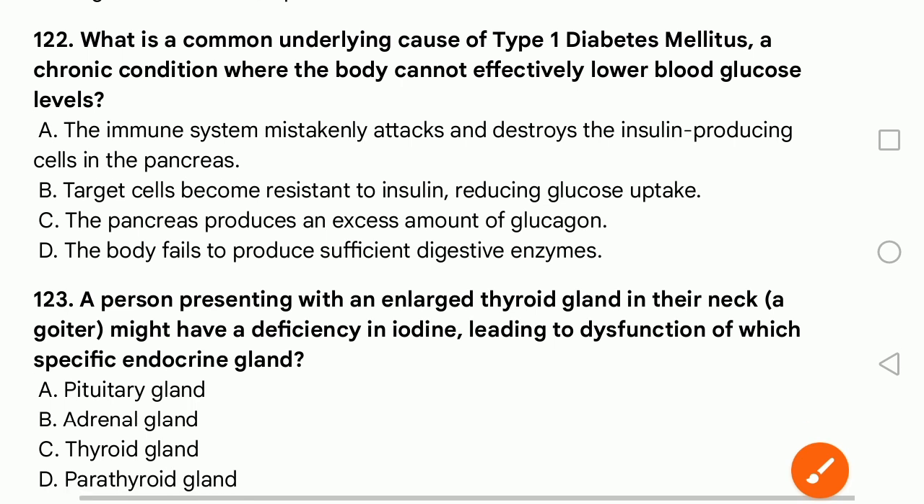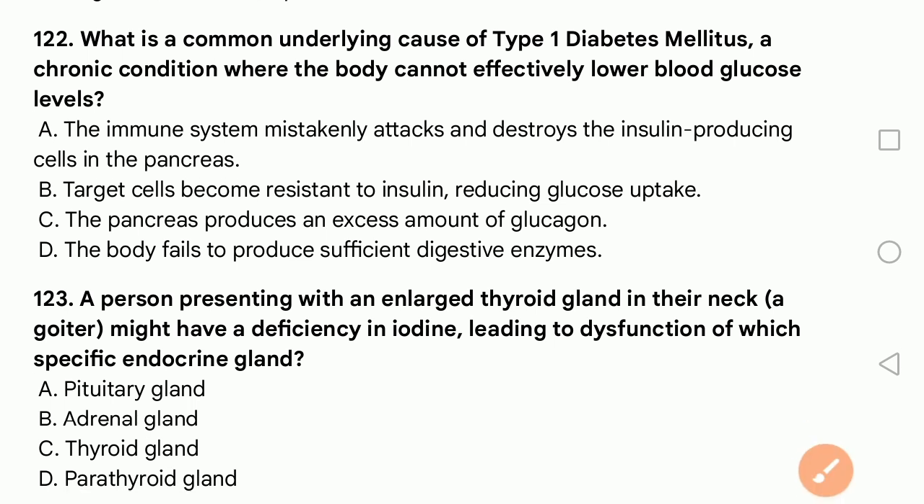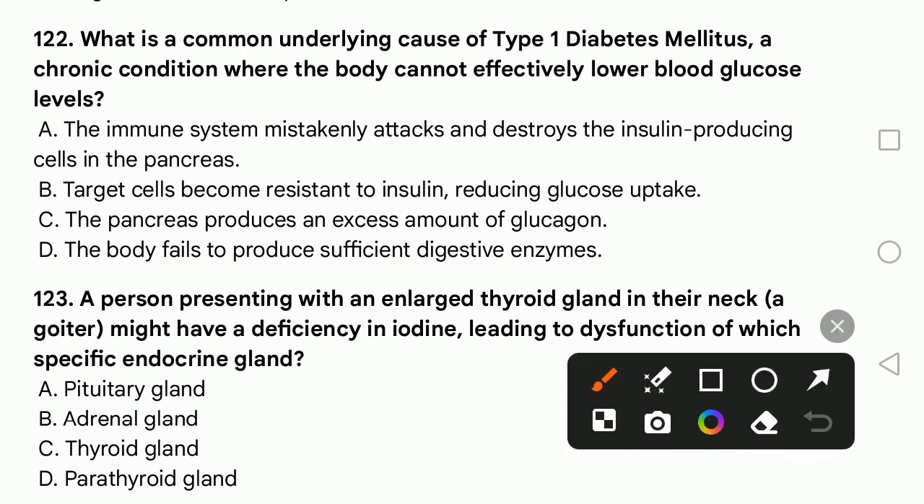What is a common underlying cause of type 1 diabetes mellitus? A chronic condition where the body cannot effectively lower the blood glucose level. The immune system mistakenly attacks and destroys the insulin-producing cells in the pancreas.